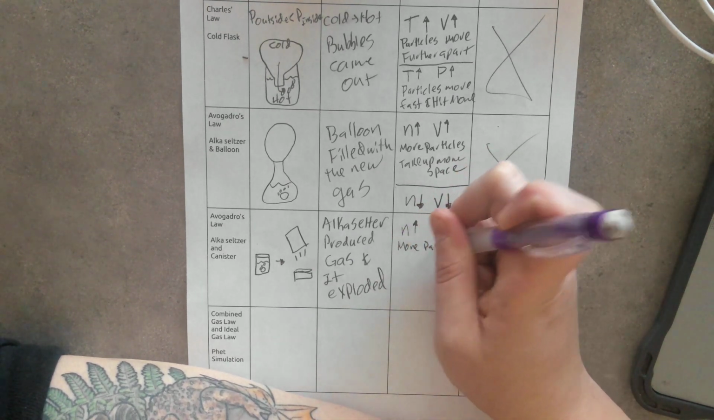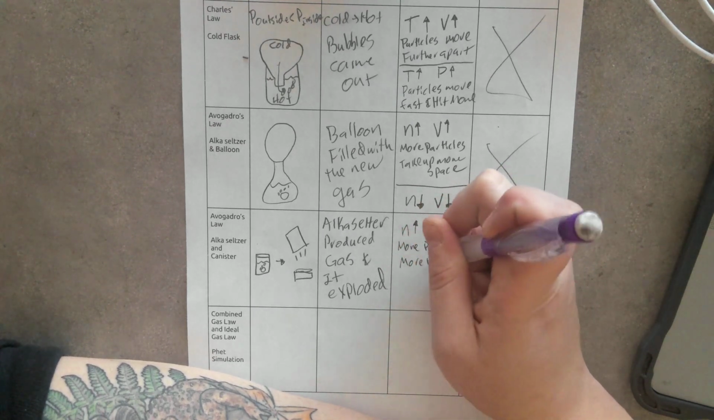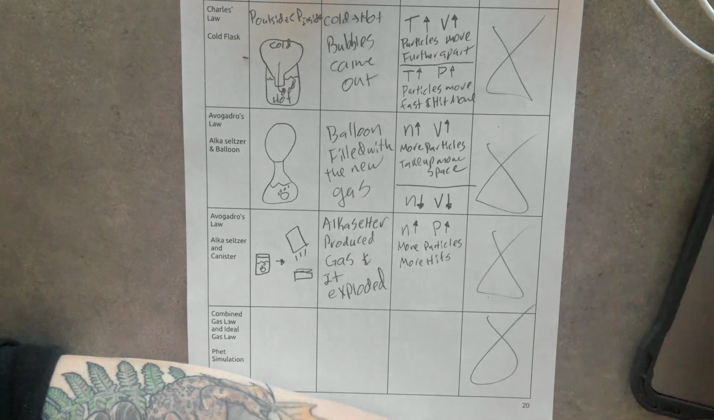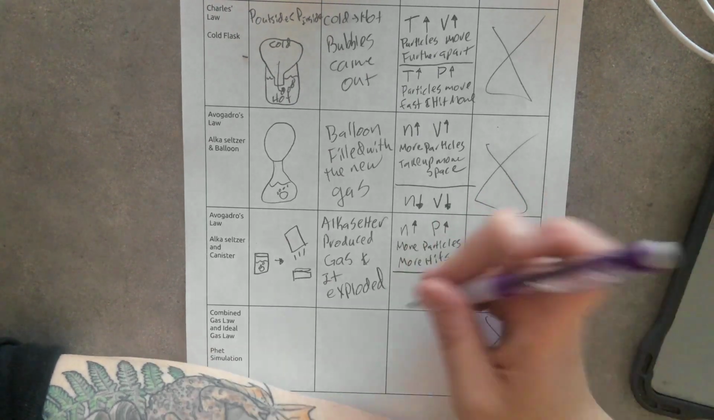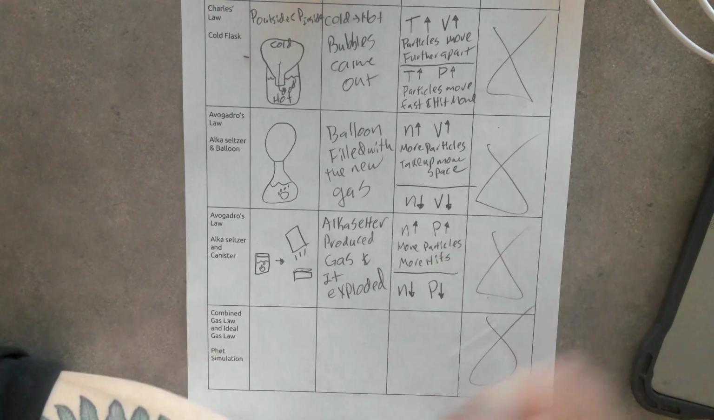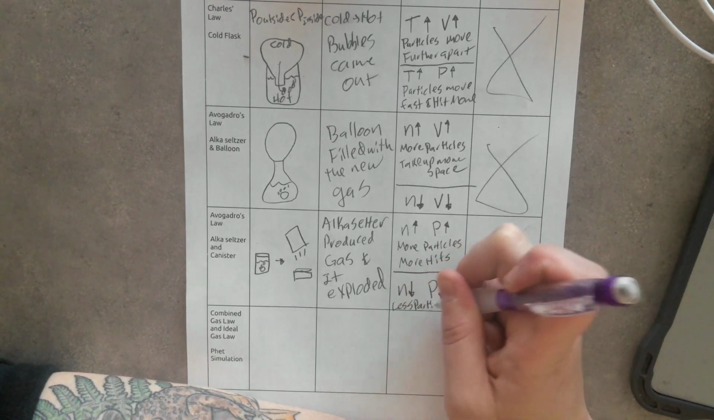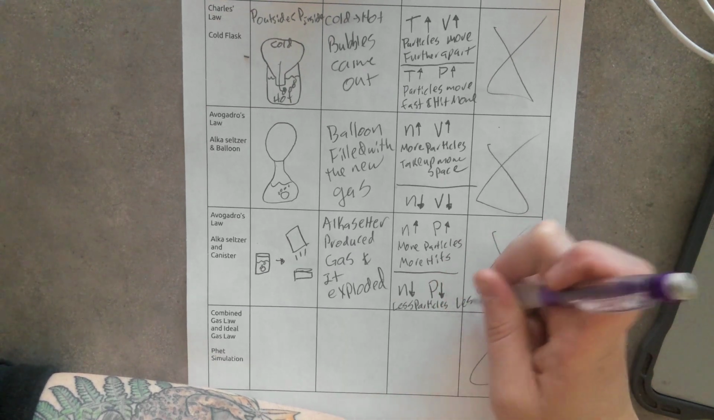More particles, more hits, more pressure. The opposite is also true. If we decrease the number of particles, our pressure will decrease. Less particles, less hits.